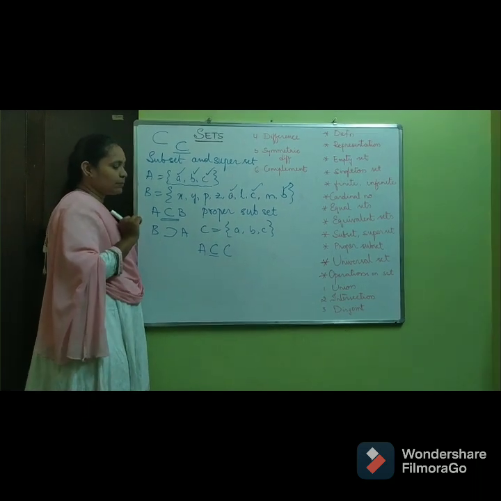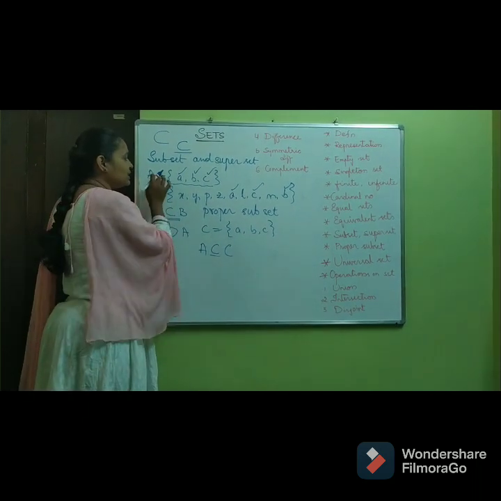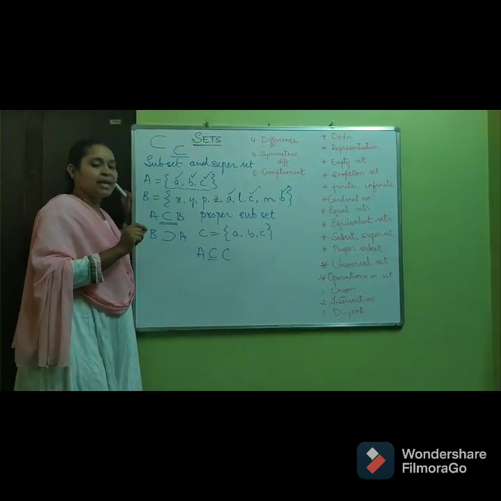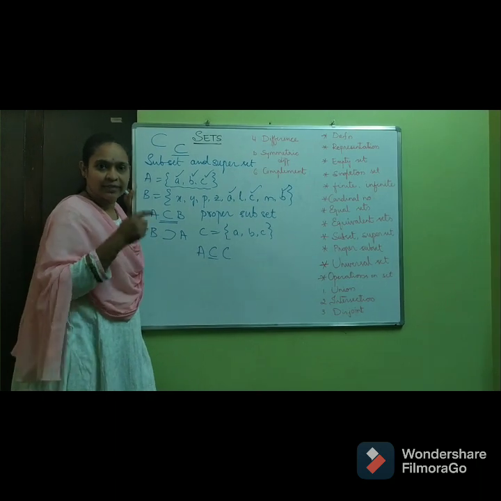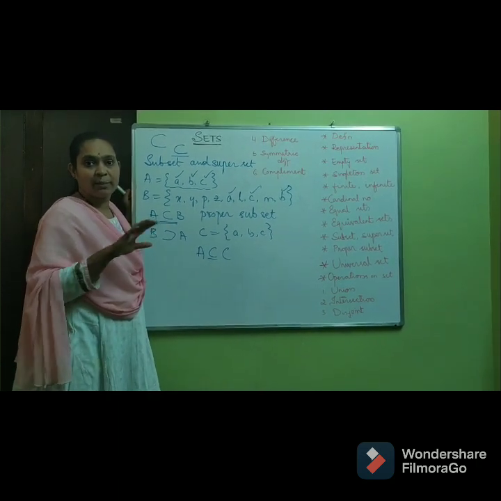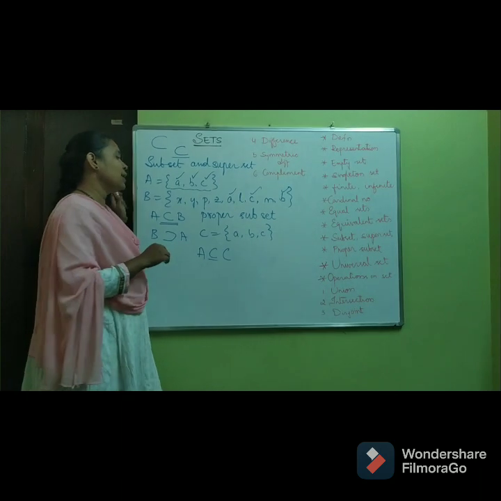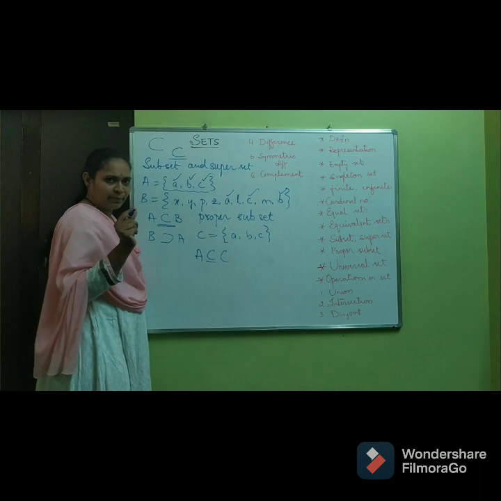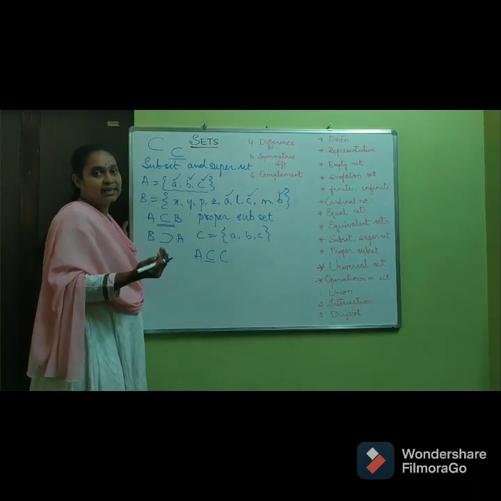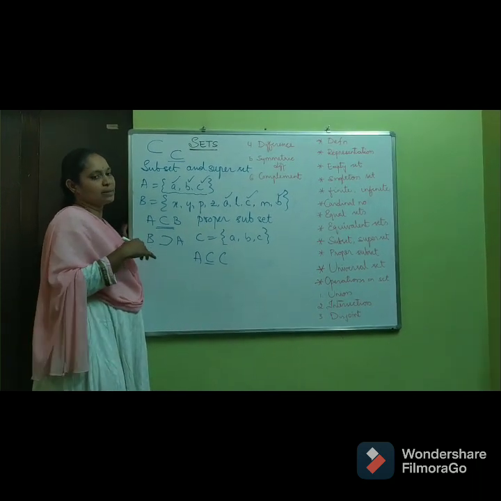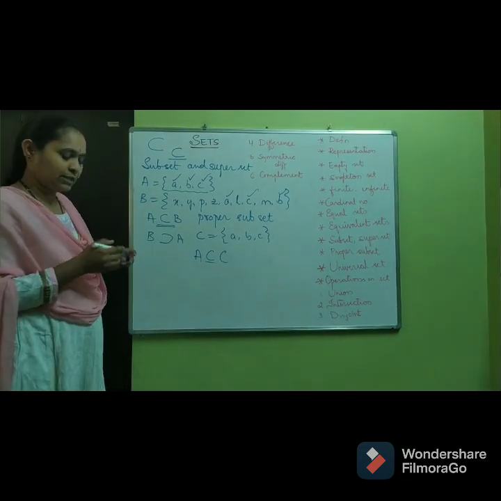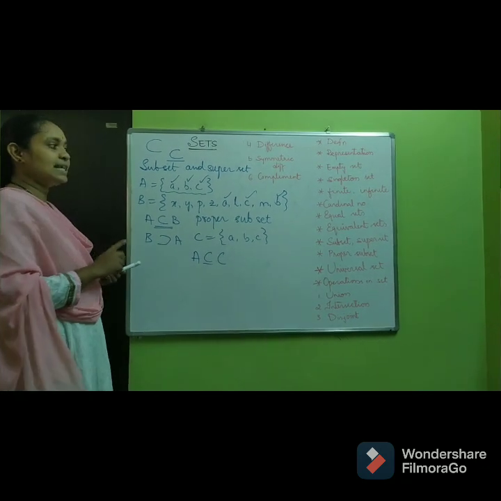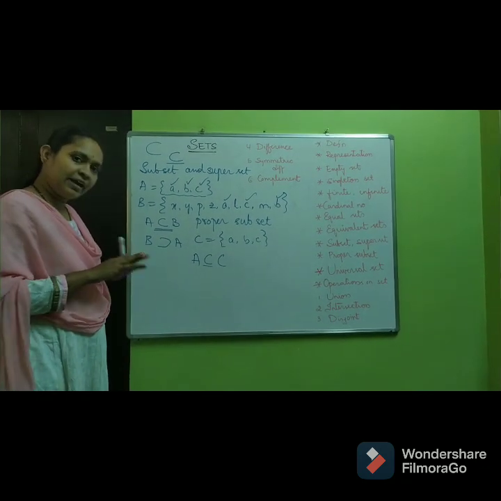What is the difference? See, an equal set can also become a subset. That is what I will tell, three important things. Every set is a subset of itself, but every set cannot be a proper subset of itself. If you want to say proper subset, at least one element should be extra in the superset. Then you call it a proper subset. Otherwise, not a proper subset. So every set is a subset of itself. Null set or empty set is a subset of every set.